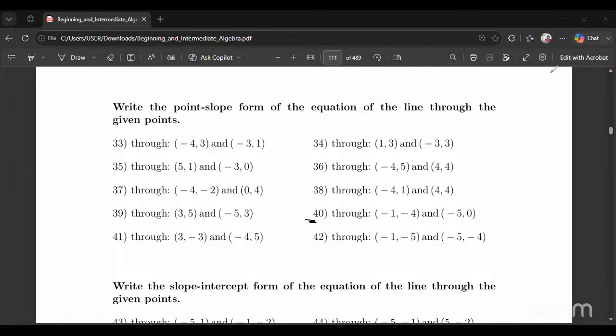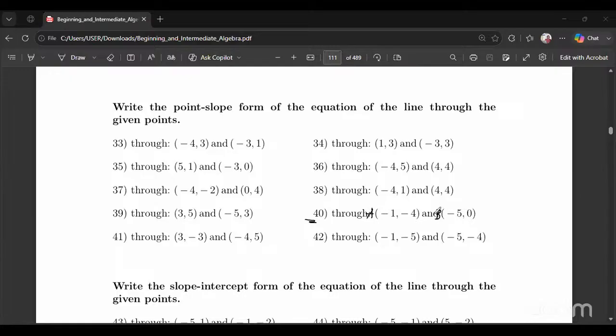So this is question 40. The question is saying we should write the point slope form of the equation of the line passing through the given point. So we have these 2 points. We can call this one point A and we can call this point B.